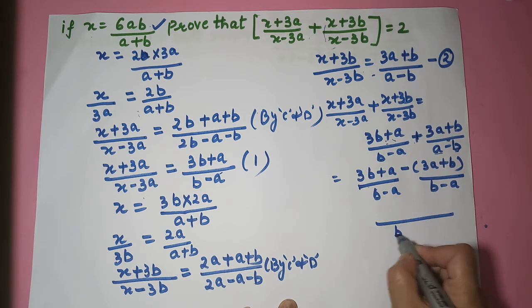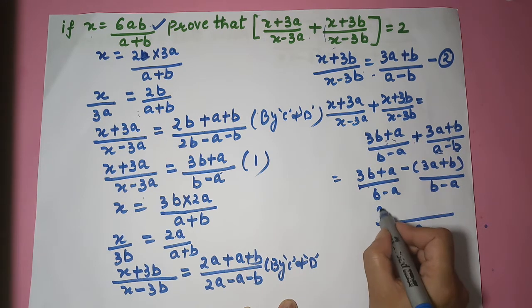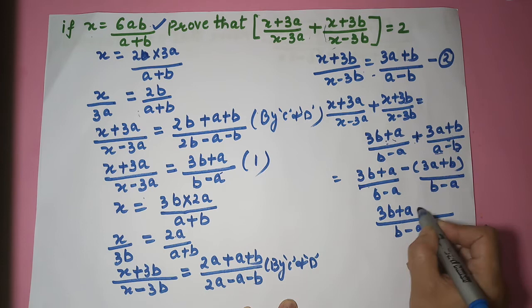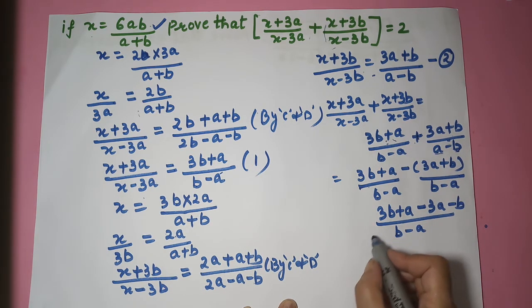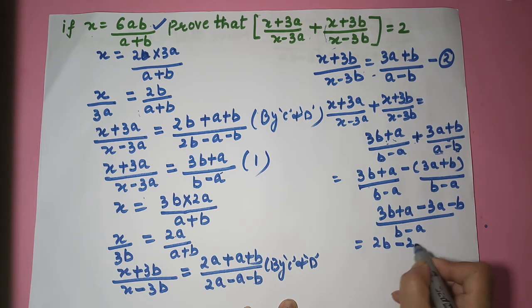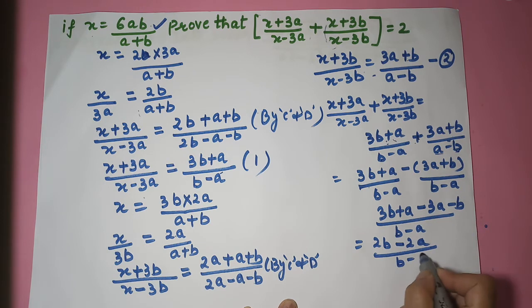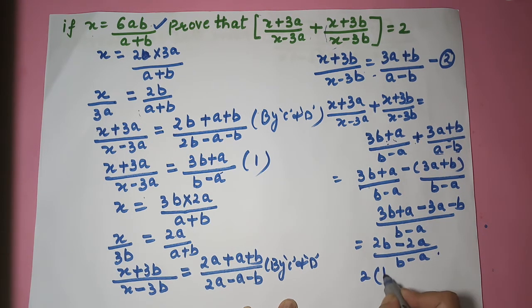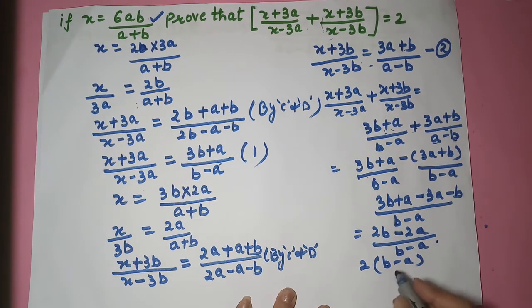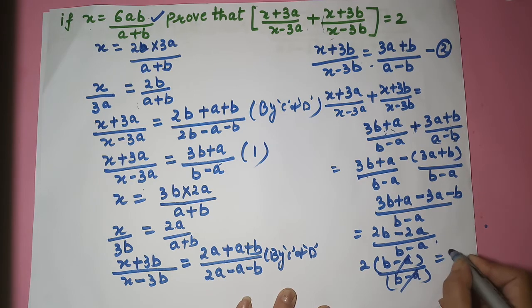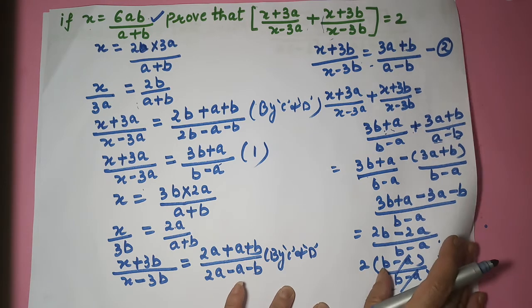Now I can take b minus a as LCM. Here I will get 3b plus a, and here I will get minus 3a minus b. So finally I'll get 2b minus 2a upon b minus a. So if I take 2 common, I'll get b minus a, and in the denominator what do I have? I have b minus a. This and this will go. I'm left with 2. So I have proved this. Right? Okay.